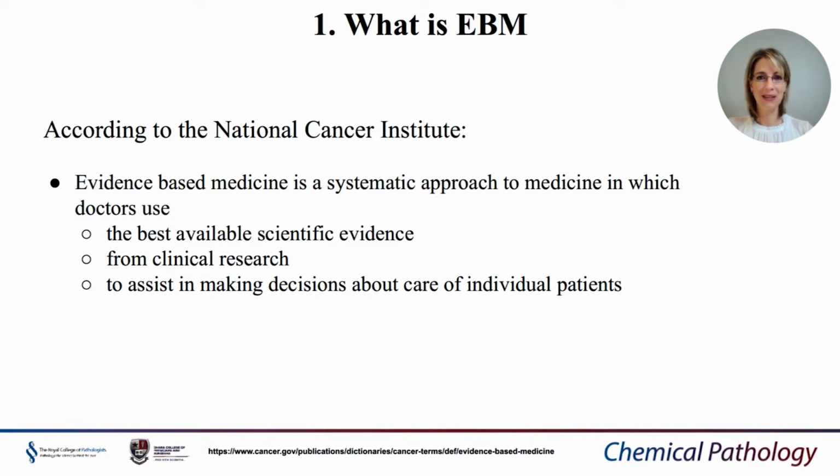What is evidence-based medicine? According to the National Cancer Institute, it is a systematic approach to medicine. And that is key, a systematic approach in which doctors or health personnel use the best available scientific evidence that is available at the time. As we know, science is dynamic and always changing, and therefore it is about the best available scientific evidence at the time that's based on clinical research, and it assists in making decisions, particularly clinical decisions, and about the care of individual patients. So ultimately ensuring the best outcomes and safety of treatment of our patients.